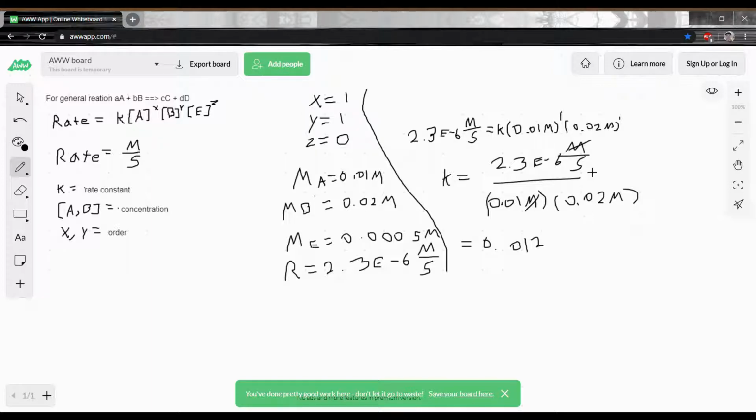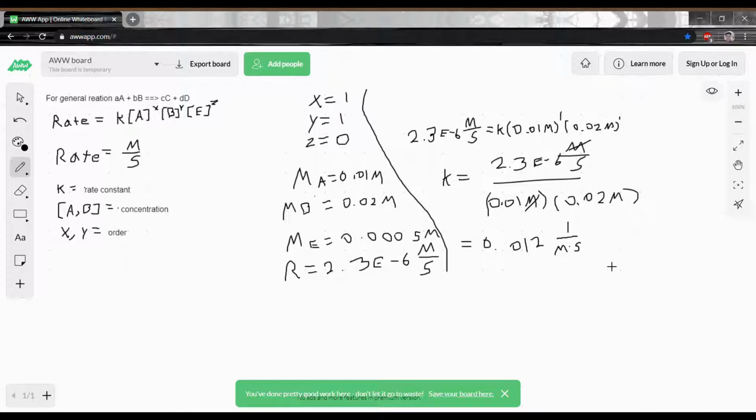For units, we have an m in our denominator, and in our numerator we have a 1 over s, so we're going to write in times 1 over s. So our final answer is 0.012 per molarity second.